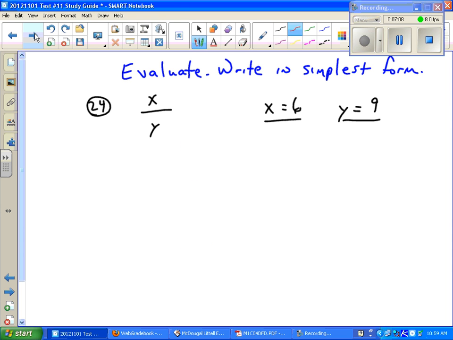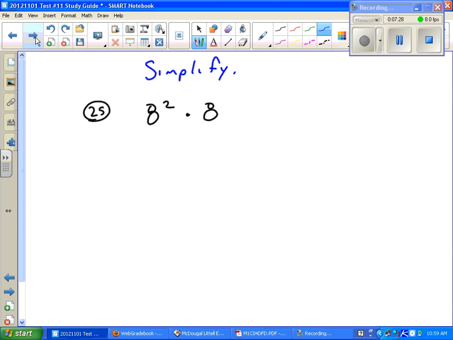Number 24 says evaluate and then write in simplest form x over y when x is 6 and y is 9. X is 6, so we're just going to plug that in, over y is 9. The number 3 goes into both of them. 3 times 2 is 6, and 3 times 3 is 9. That's simplest form. And then the last one, number 25, 8 squared times 8. 8 squared would be 8 times 8, which is 64. And then 64 times 8 more, when you put those two together, is 512. It's just the simplified version.